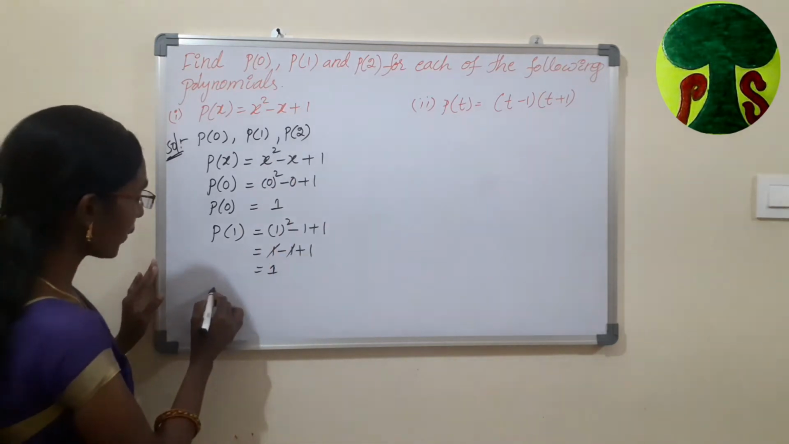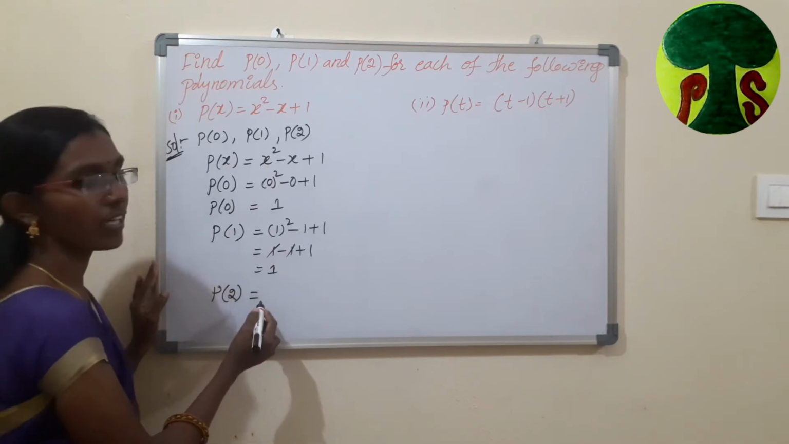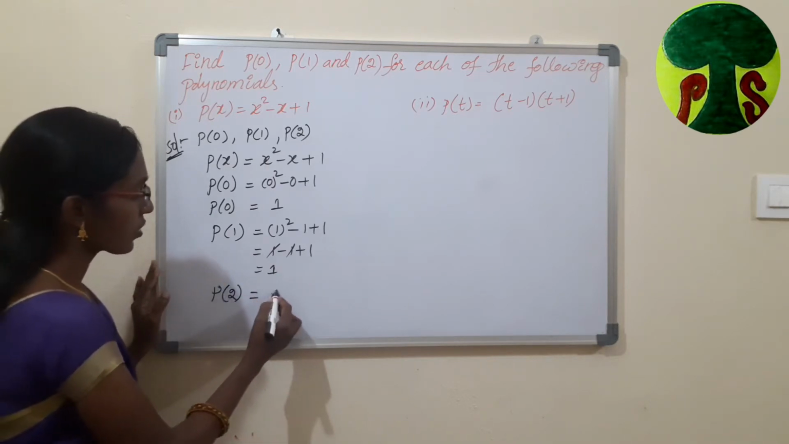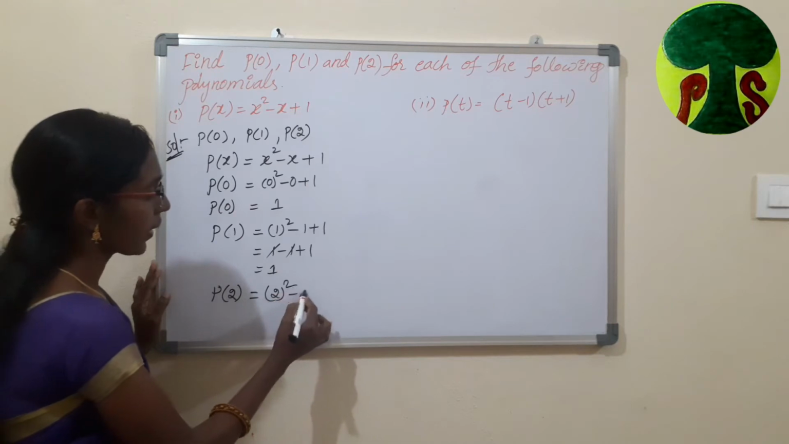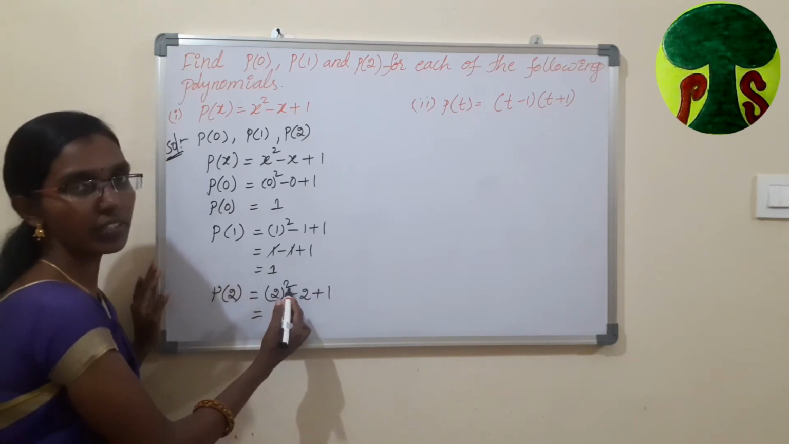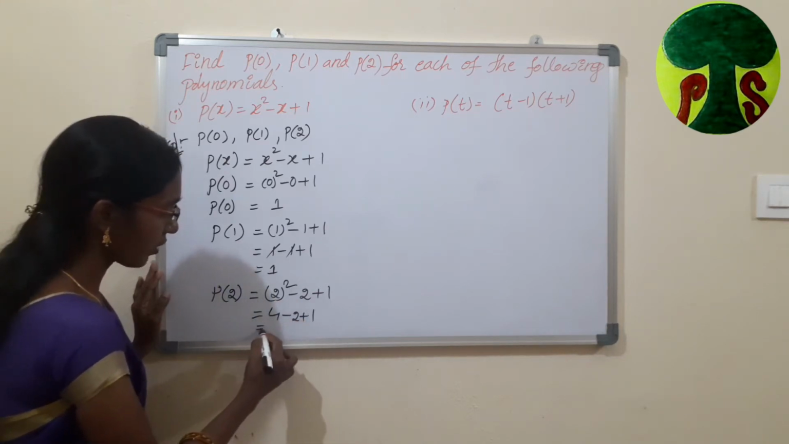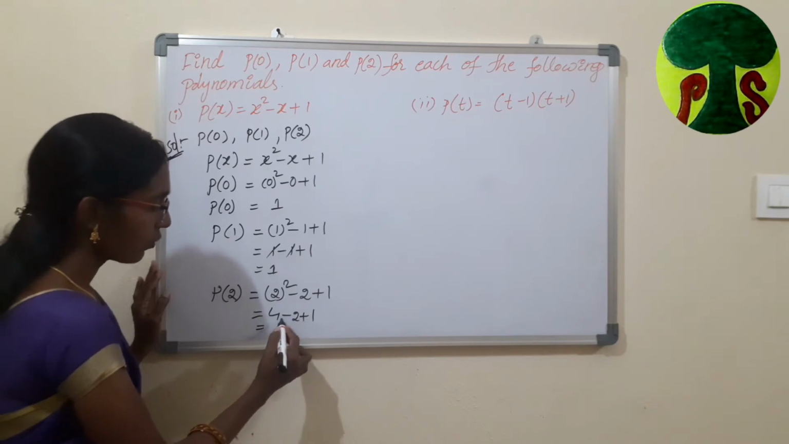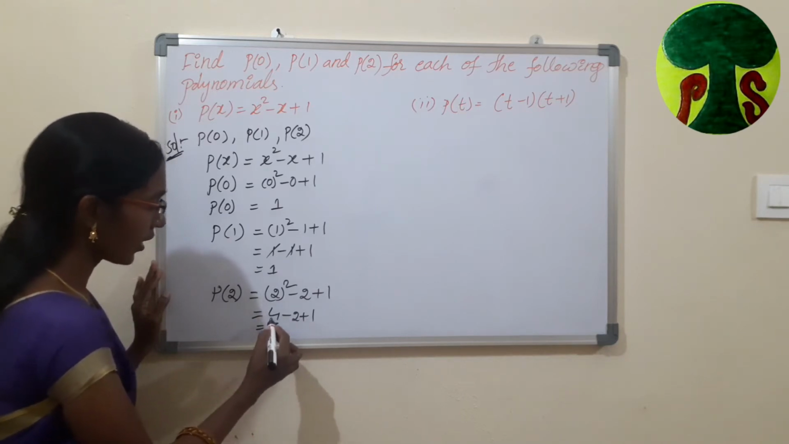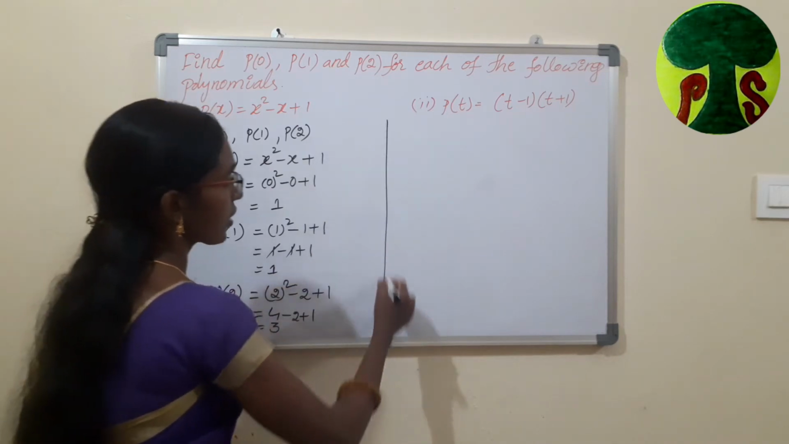Now we have to find p of 2. P of 2 equals, in the place of x we have to substitute 2. So which means 2 square minus 2 plus 1. That equals, 2 square is nothing but 4. 4 minus 2 plus 1, which equals 4 plus 1 is 5. 5 minus 2 is 3. P of 2 value is how much? That is 3.